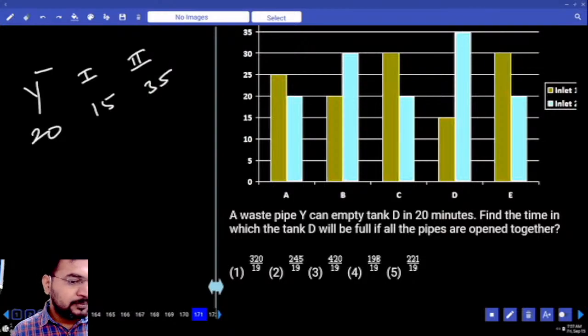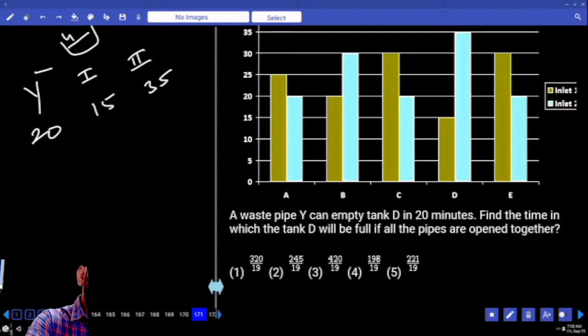What is the LCM? The LCM of 15 and 35 is how much? It goes in the 5 table, maximum 105. The LCM with 20 goes 4 times, 4 times 105 is 420. LCM is 420. Tell me, 420 by 20 is 21 times, why minus? It's a waste pipe. 420 by 15 is how many times? 28 times. Are you clear?